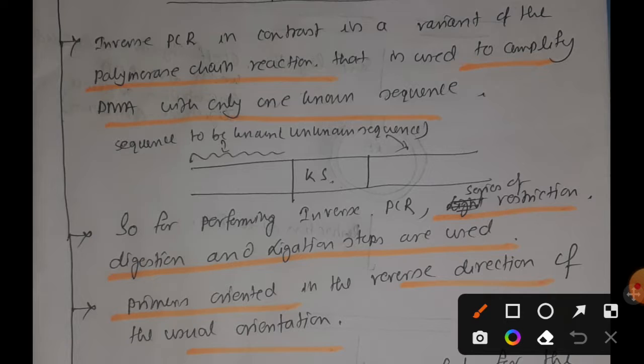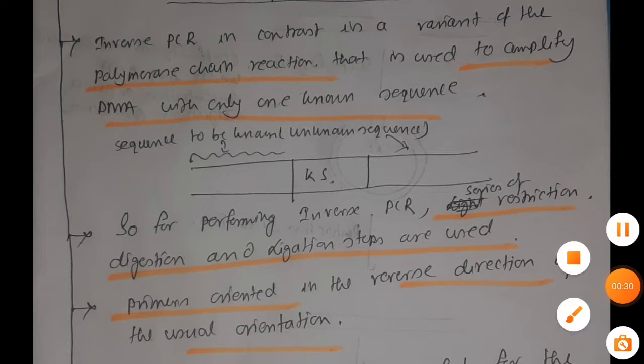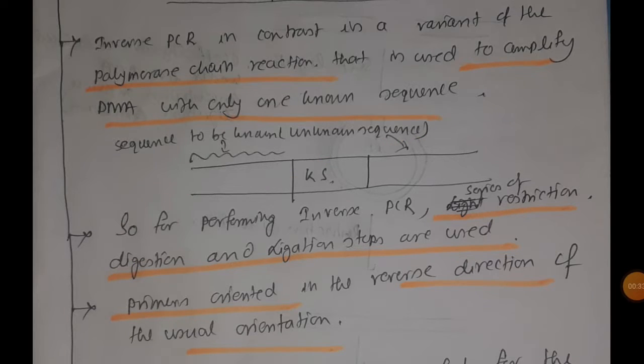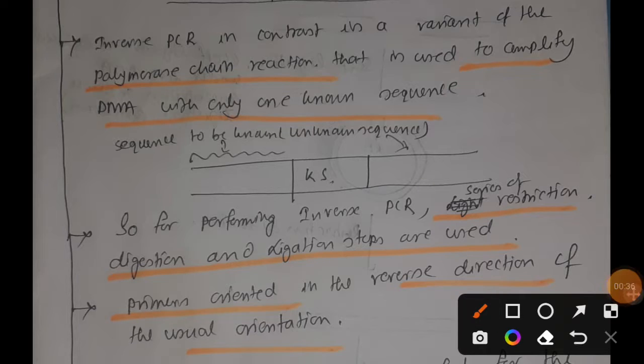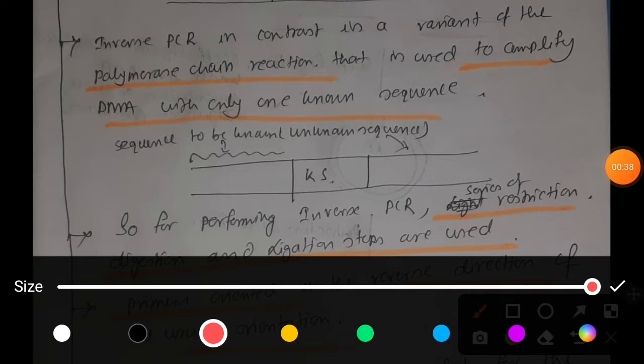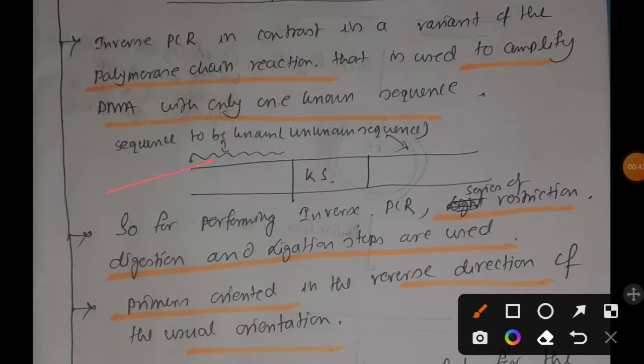Normal PCR, as described by Kary Mullis in 1983, performs selective amplification. So what is the meaning of selective amplification? Suppose this is my gene of interest and it is present in a sample source. Now with the help of two primers, a forward primer and a reverse primer, we perform the amplification of specifically that red marked portion, that is our gene of interest.